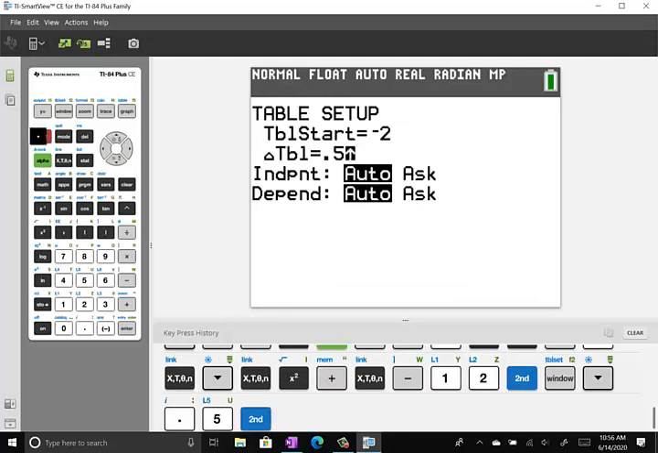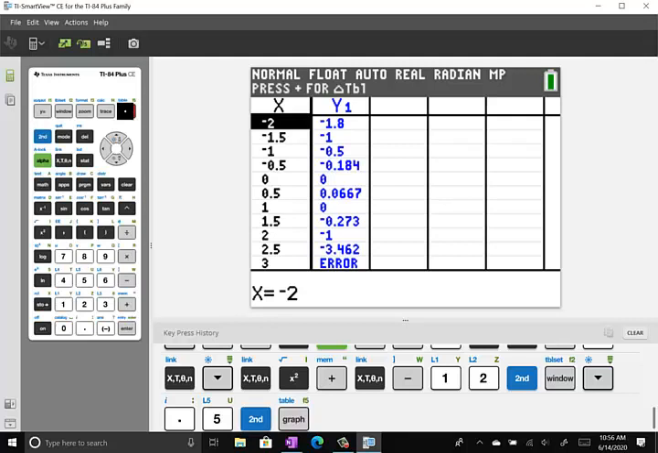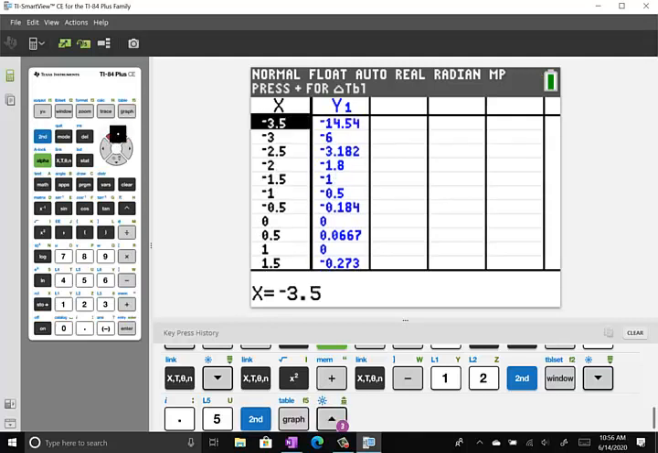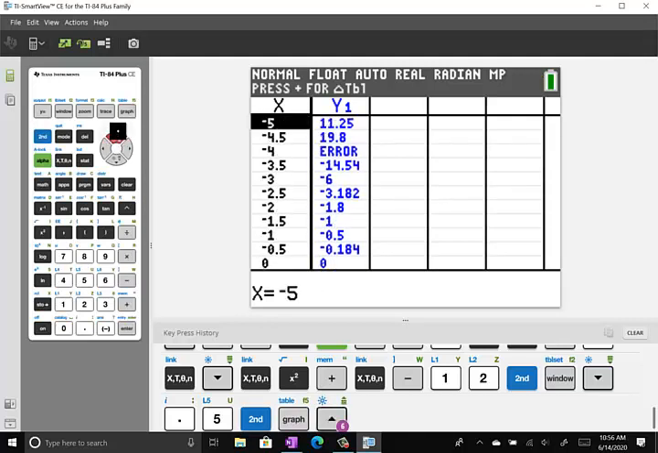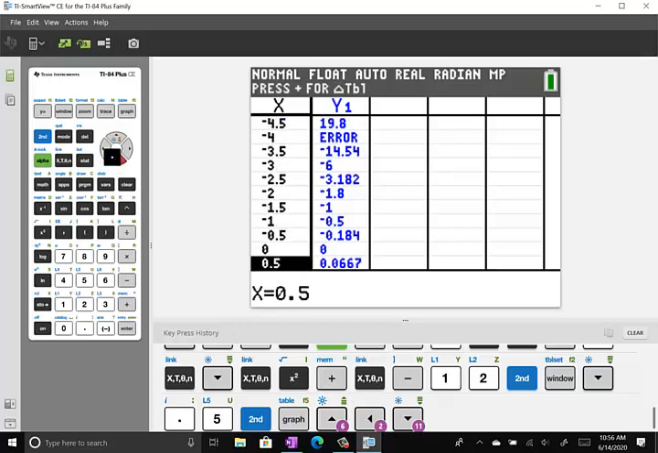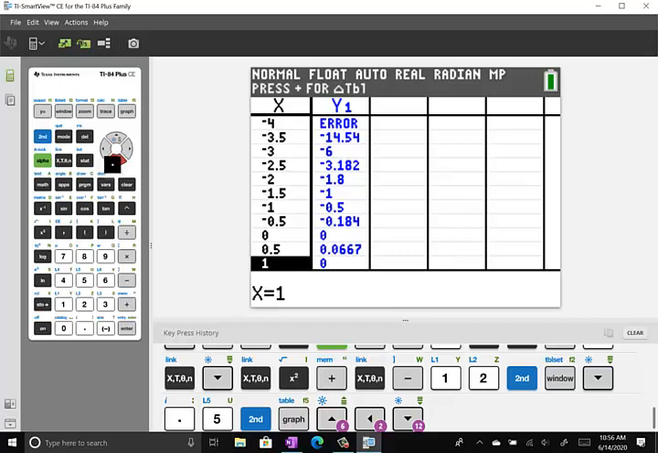Now we hit second graph, and we're going to list all of our values. So at -5, we get 11.25. At -2, we get -1.8. At 0.5, scroll down to it, we get 0.0667. At 2, we get -1. And at 4, we get 4.5.